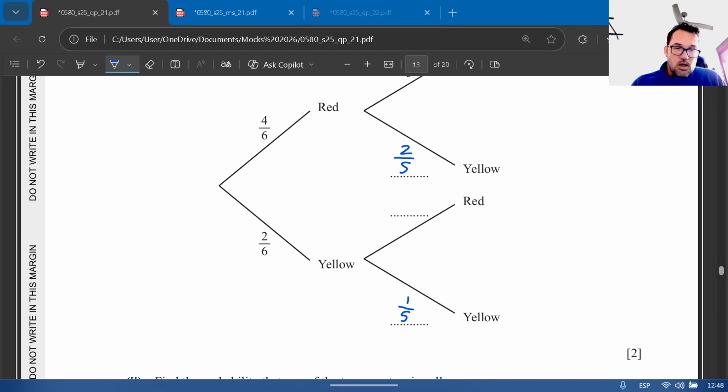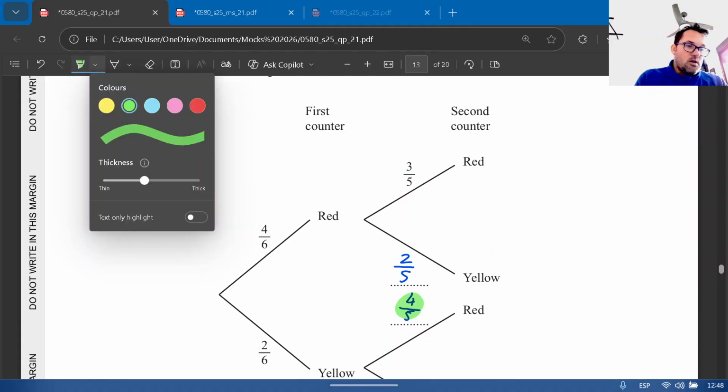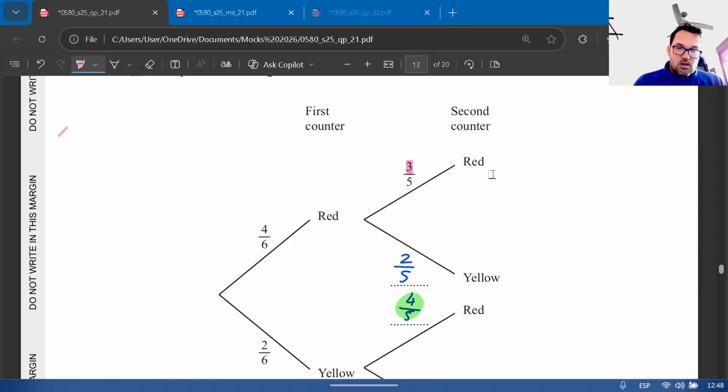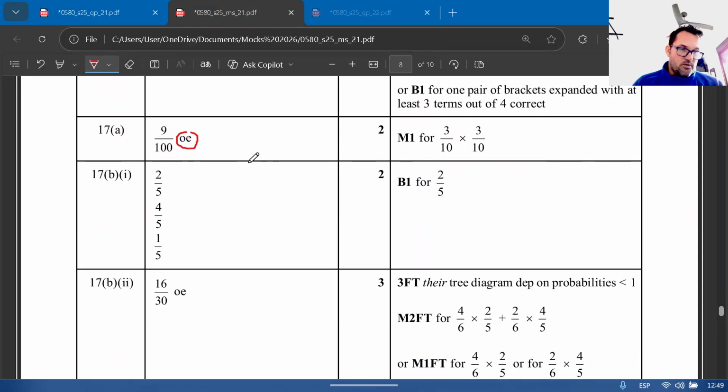But if you pick a yellow one and then a red one, there should still have been 5, and there still will be 4 red ones in the bag. Can you see that 4/5 plus 1/5 gives you 5/5? It always has to add up to 1 because all the possibilities need to be counted. Just like over here, 3/5 plus 2/5 is 5/5. It has to add up. And that is 2/5, 4/5, 1/5.